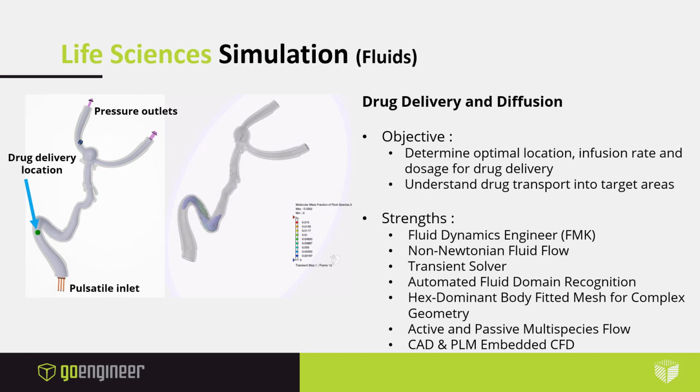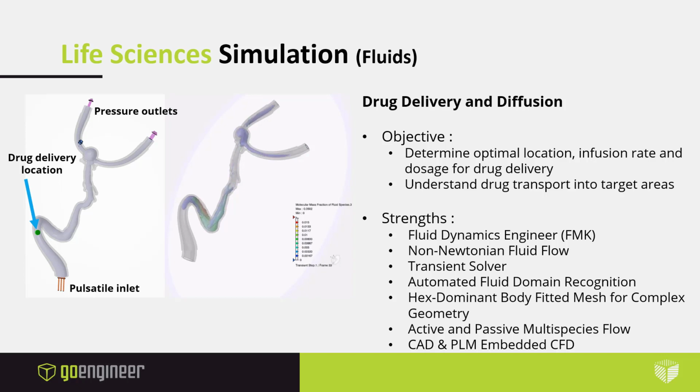Here are some other examples where the Simulia tools are being used in industry. Here again, this is an example of a drug delivery and diffusion process. The goal here was to determine an optimum drug delivery location and also the dosage and infusion rate required. Ultimately, they'd like to understand the drug transport into the areas they'd like it to travel to. The role that was used to run this analysis was the fluid dynamics engineer role that I demonstrated earlier. Besides the ability to characterize non-Newtonian flows, they could run a transient analysis in a situation like this.